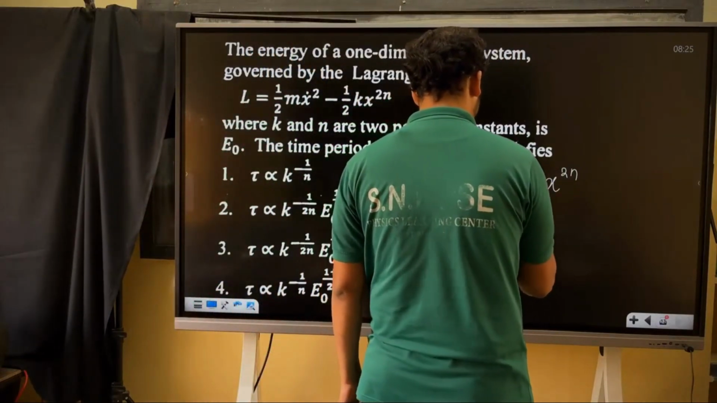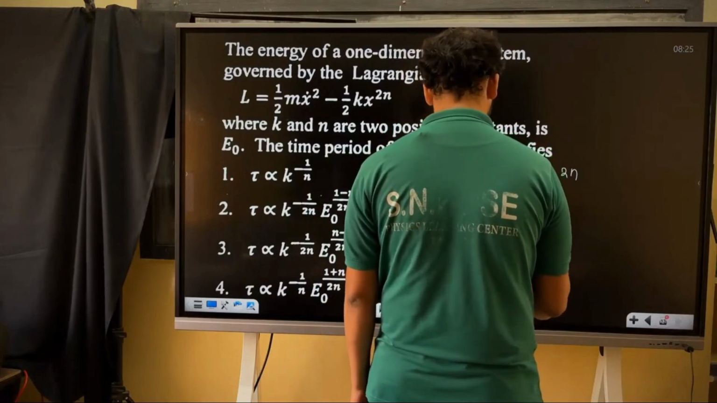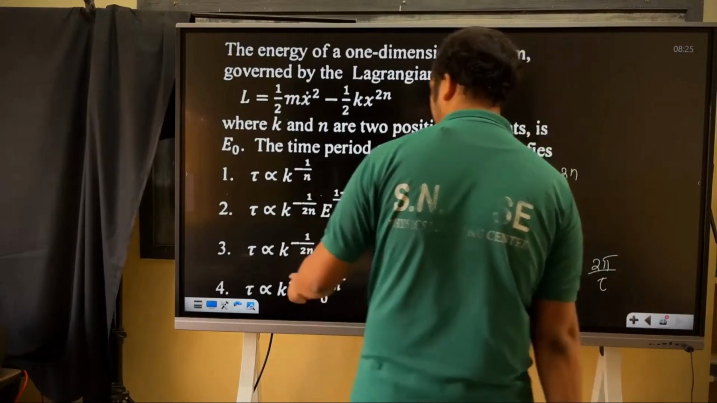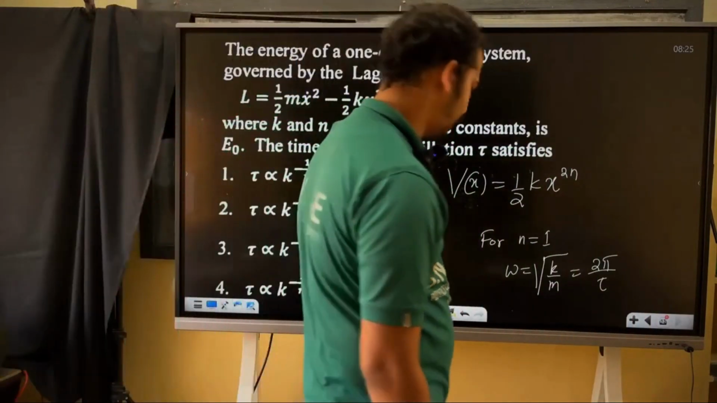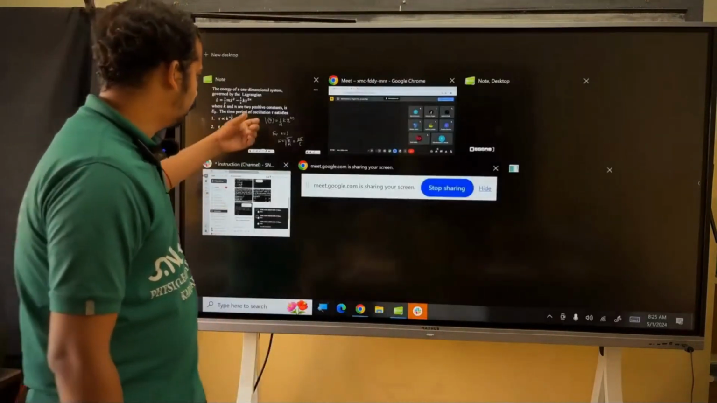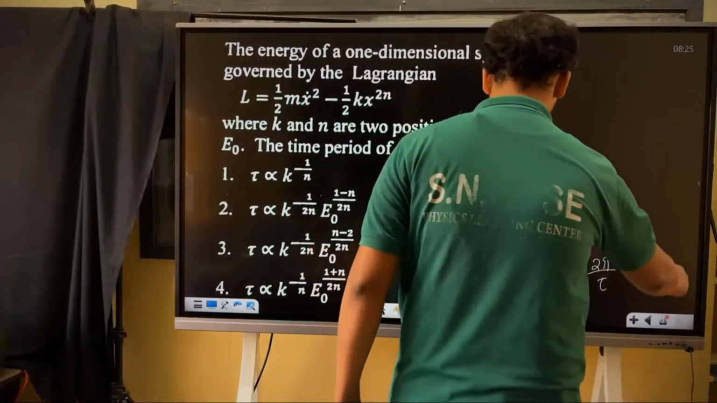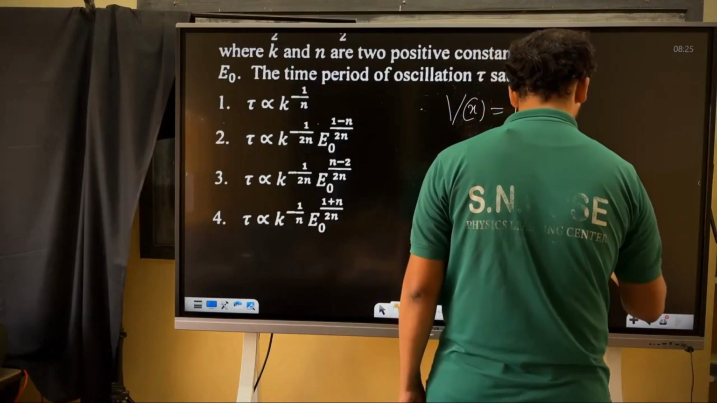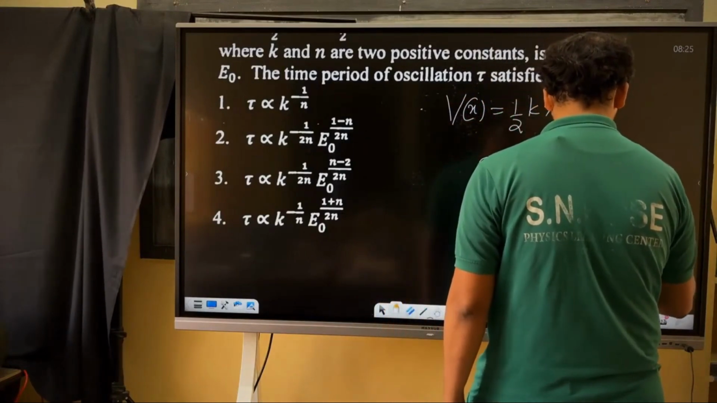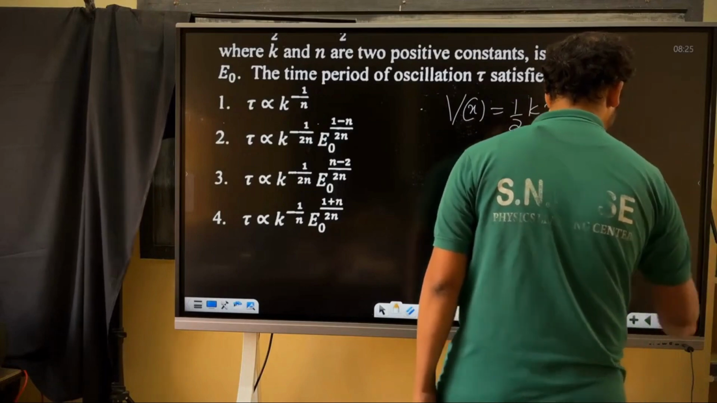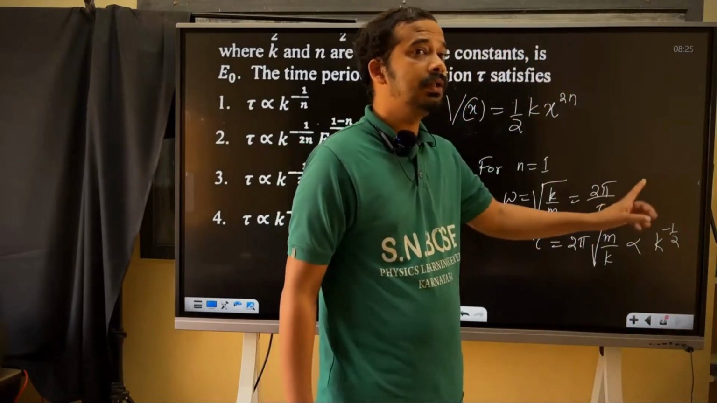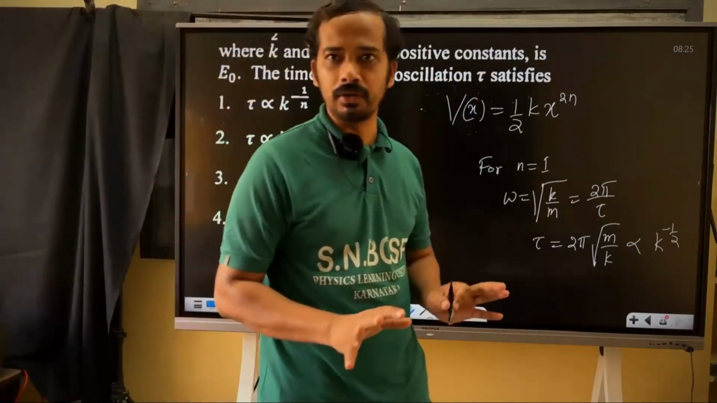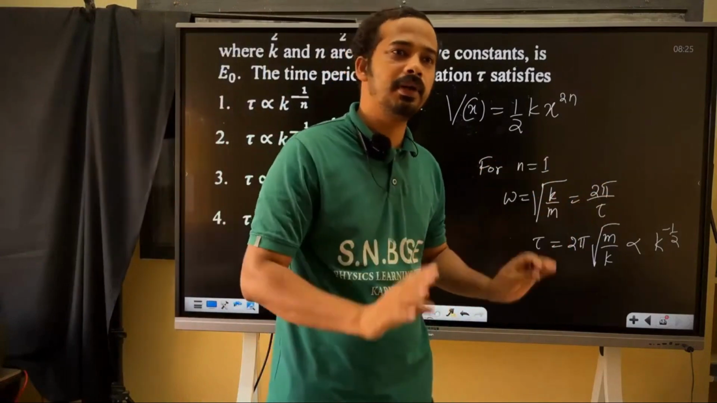For n equal to 1, what is our time period? Omega is equal to root of k by m, that's equal to 2 pi by the time period, which he took as tau. In this case, tau depends only on k. Tau is equal to 2 pi by omega, root of m by k, that is proportional to k power minus half. And one more thing, you know that it is independent of energy or amplitude. For a spring mass problem, as long as Hooke's law follows, whether you make a small oscillation or a big oscillation, the time period is the same.